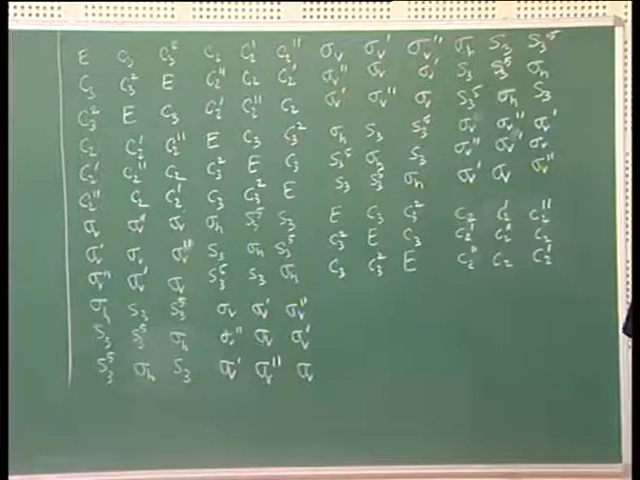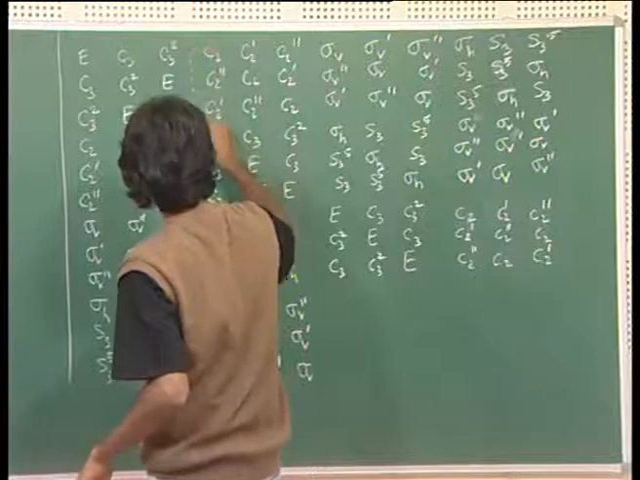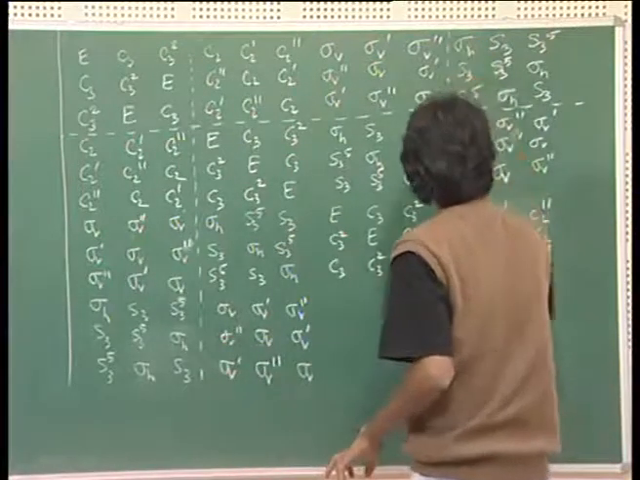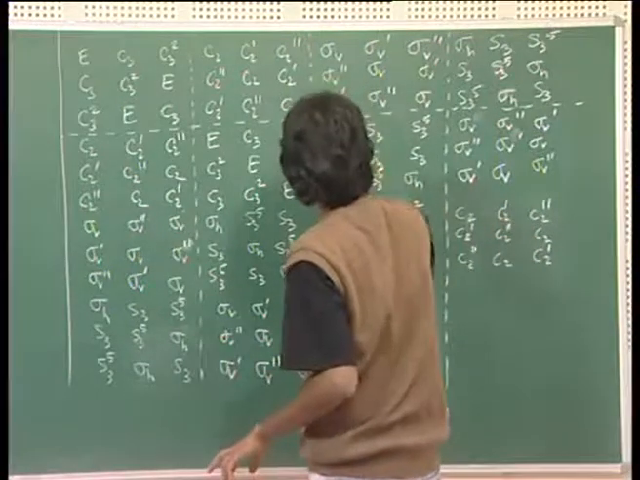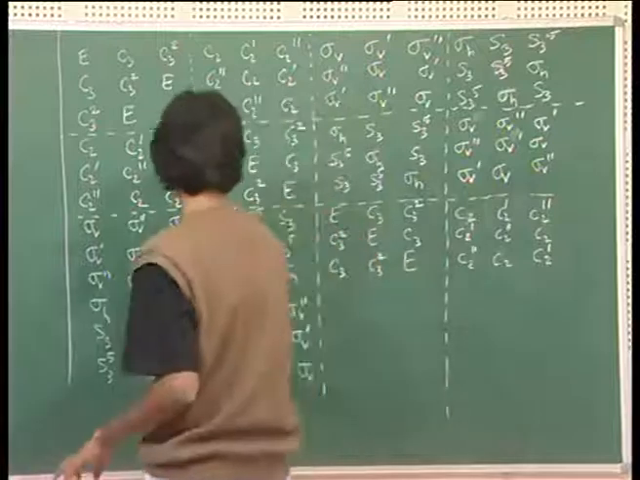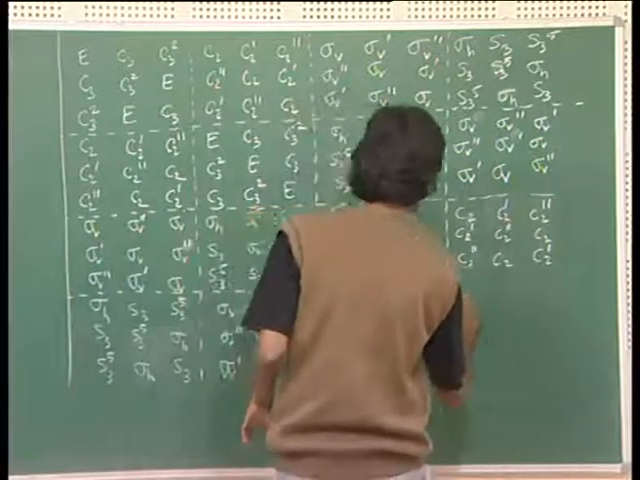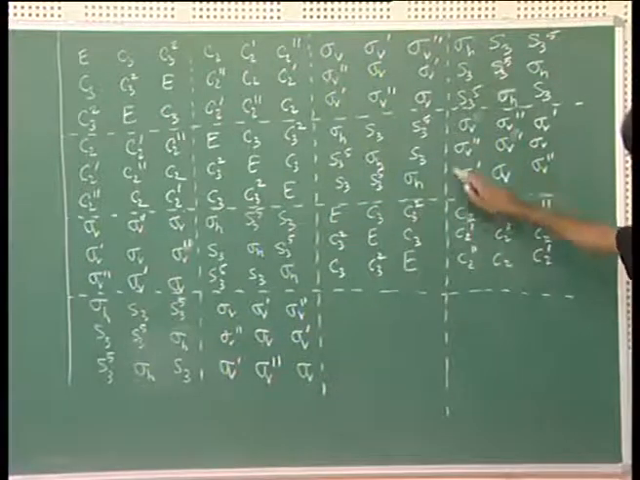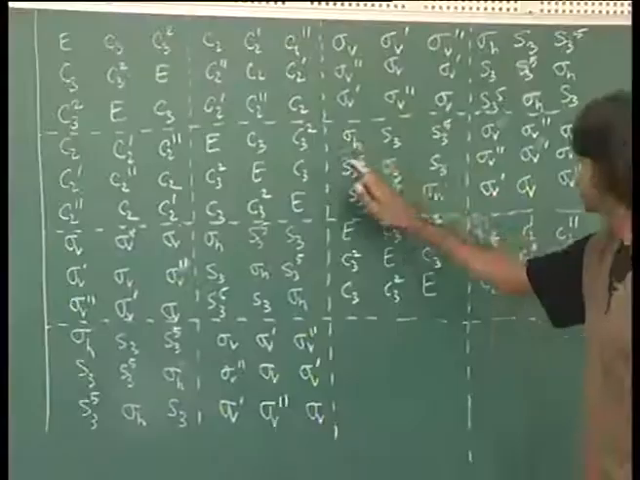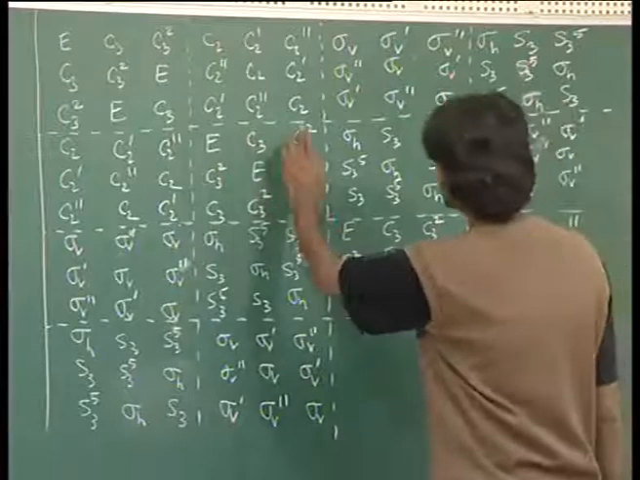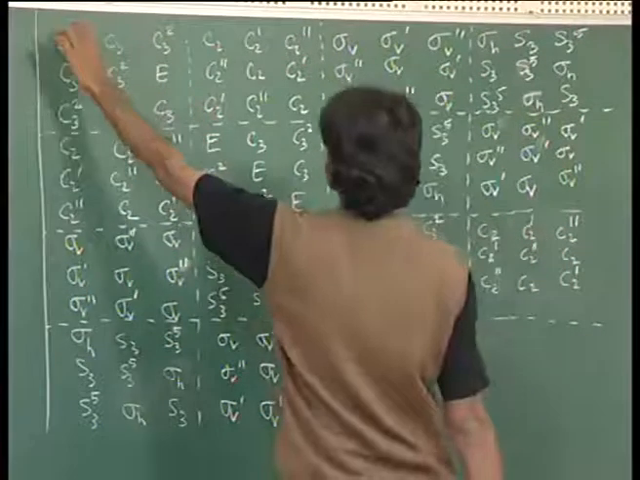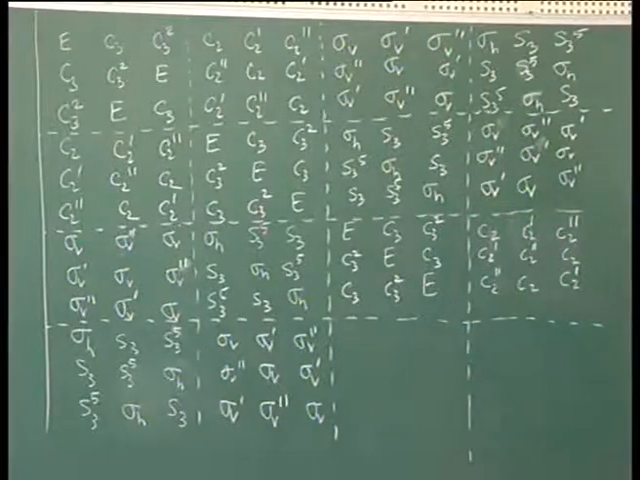So most of the group is done, and for convenience I'll put it into these little blocks, and you'll immediately see something that's happening. Within this whole block you only have sigma v prime and sigma v double prime. Similarly in this block you just have S3, S3 5 and sigma h. In this block again S3, S3 5, sigma h. In this block you have E, C3 and C3 square. And so on. So in each of these blocks there seems to be one of these sets that appears entirely within the block.